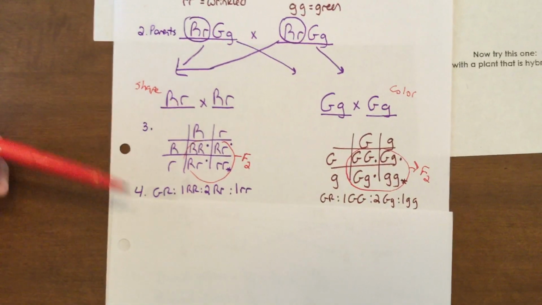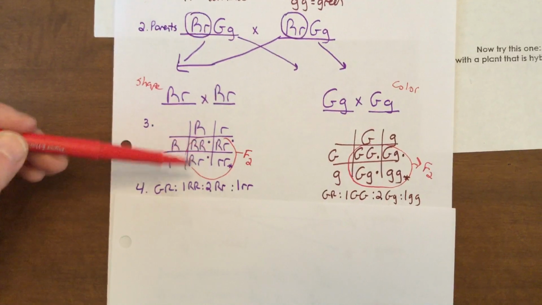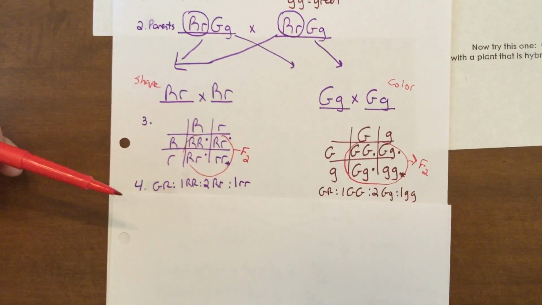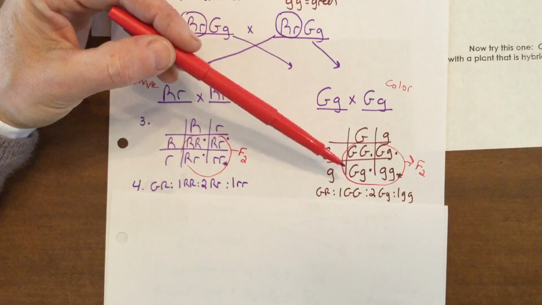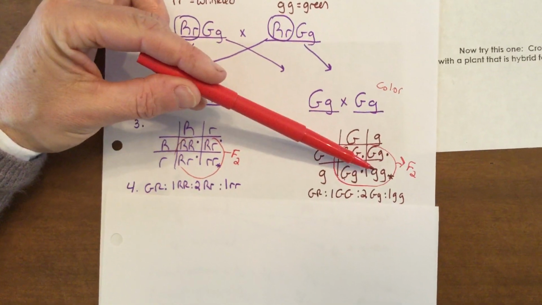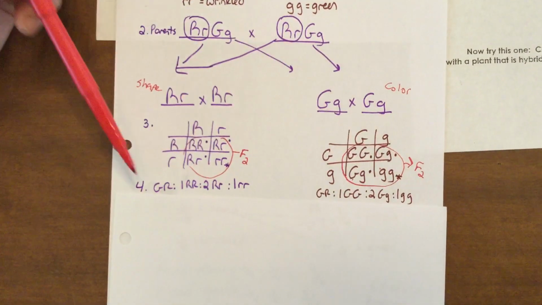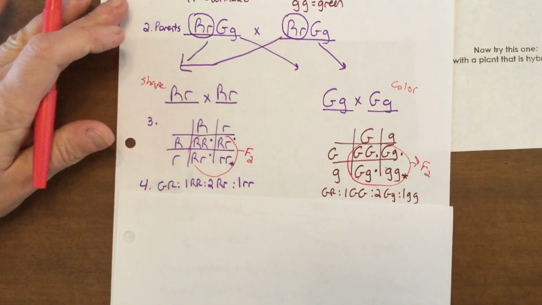Genotypic ratio. 1 big R. I have 2 that are big R, little r. I have 1 that's little r. Same thing with my colors. Big G, I have 1. Big G, little g, I have 2. Little g, I have 1. So put in a ratio. I have a 1 to 2 to 1 ratio for both of these particular traits.